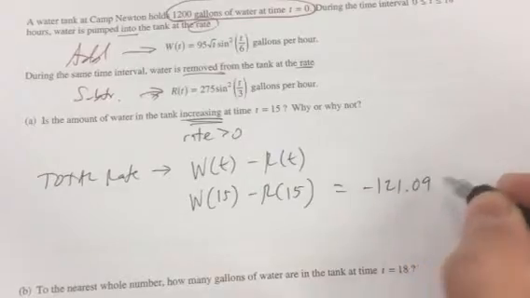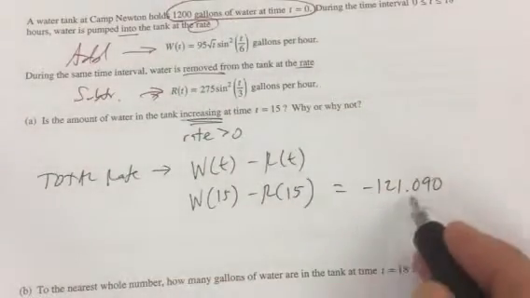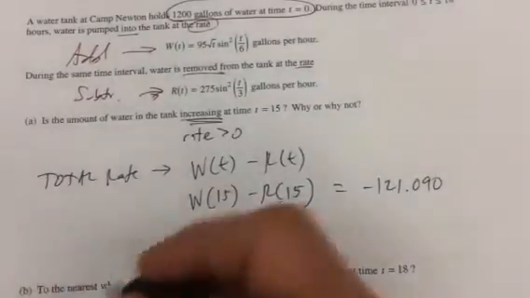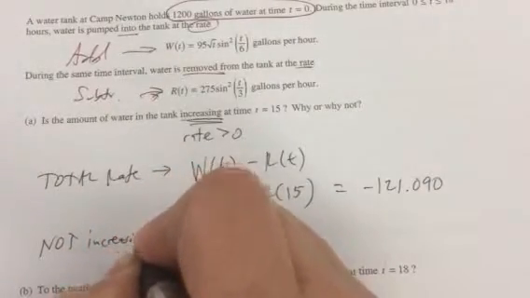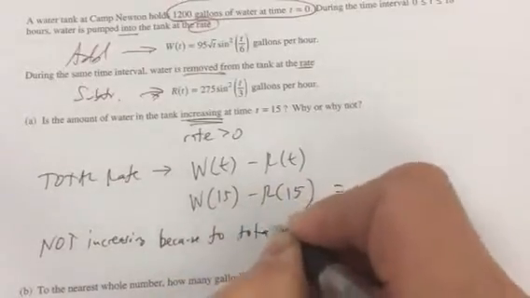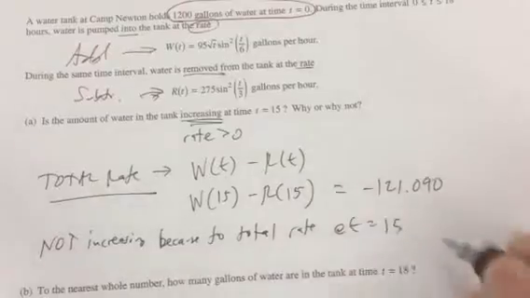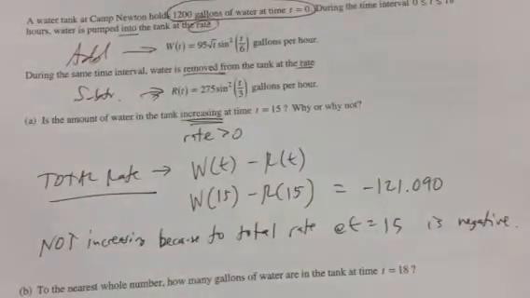This one is not actually asking for the exact rate, it's just asking, is it increasing or not? Since the rate is negative, do we have increasing or decreasing? Decreasing. Very nice. So, not increasing, because what I've called the total rate at t equals 15 is negative. And that's part A.